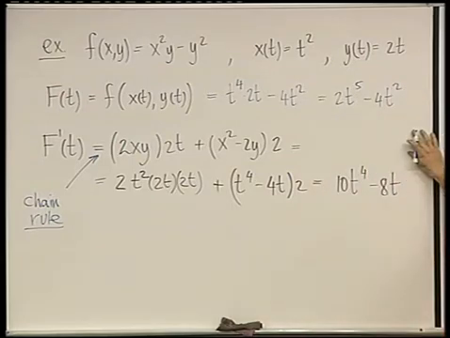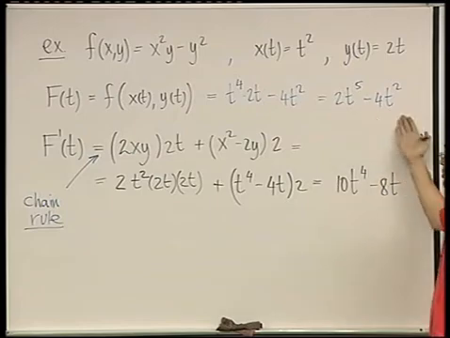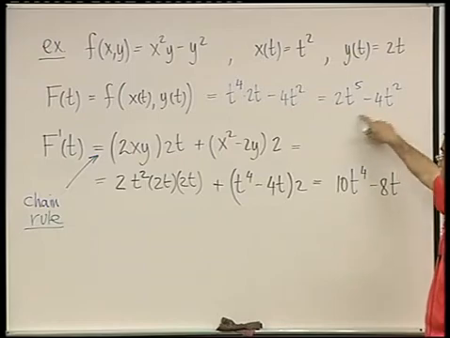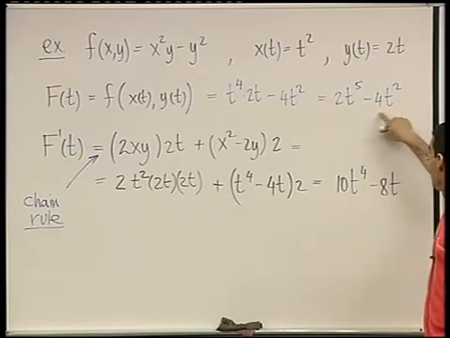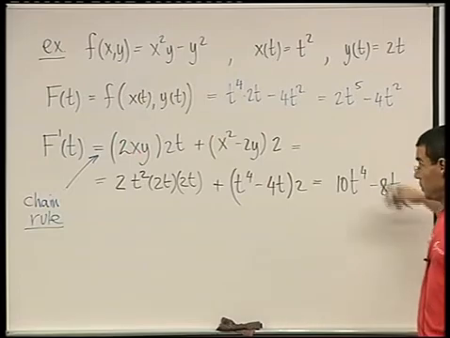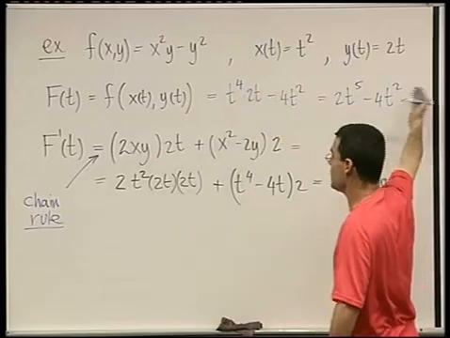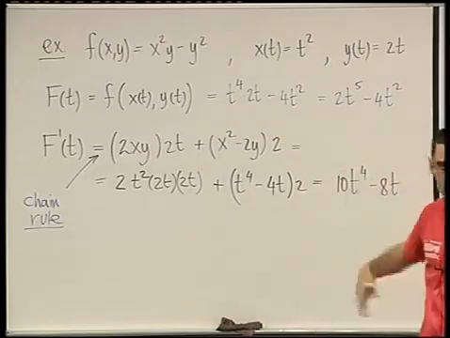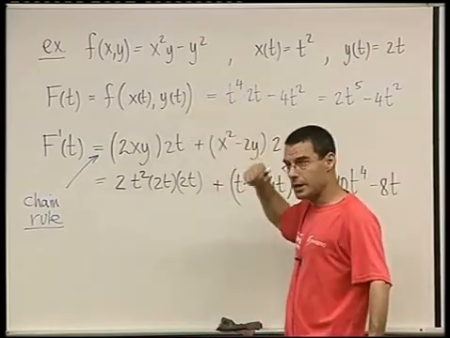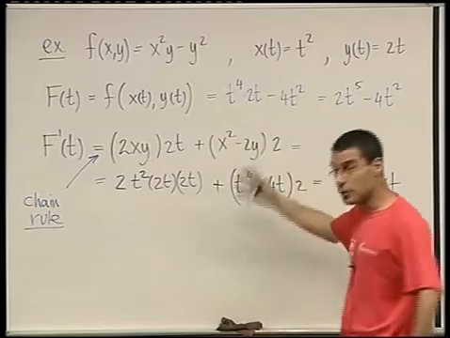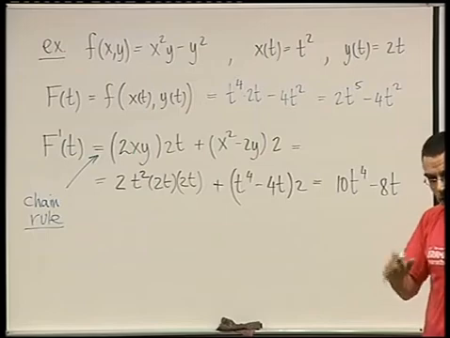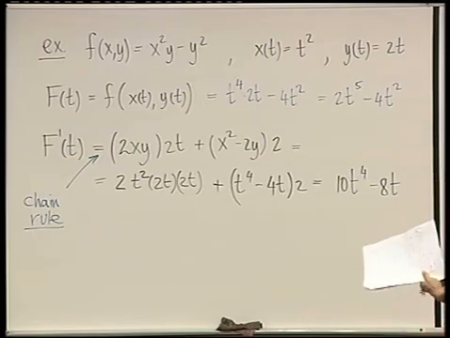Good? And now if I want to take the derivative of a function of a single variable, a polynomial, I know how to do this. The derivative of this is 10t to the power 4 minus 8t. So when everything is explicit, you don't really need the chain rule. Just compose and take the derivative. But the chain rule is going to work even when things are not explicit. We're going to make extensive use of functions which are not explicit and are called implicit functions. That's a topic coming up shortly.